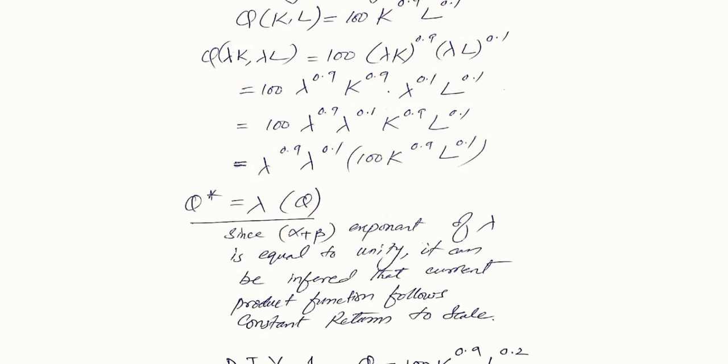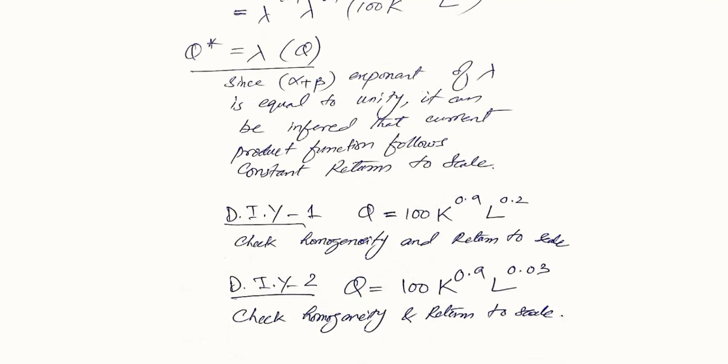We can combine these two bases, and the sum of the powers will be equal to 1, that is 0.9 plus 0.1, and this will remain as it is because this is actually the original production function. So lambda is here as a multiple, and its power is 1. So when the power is 1, it means that it is showing constant returns to scale. The economic sense is this, but from the mathematical point of view, we can say it is linearly homogeneous because it is homogeneous with degree 1.